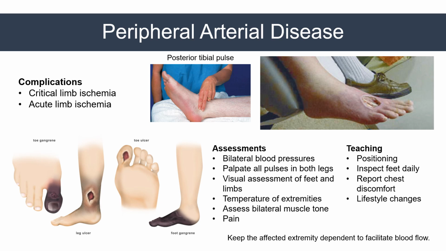Our assessment. So we want to take bilateral blood pressures because patients can potentially have different artery integrity. We want to take blood pressures on both sides, and we want to take the highest blood pressure of the two. We want to palpate all of the pulses along the leg so that we can get a good idea of blood flow. We want to look at the feet and limbs, and we're looking at color, we're feeling for temperature, and assessing the bilateral muscle tone. So patients who have chronic PAD, they can actually lose muscle. The muscle can atrophy, so that's why we check for muscle tone.